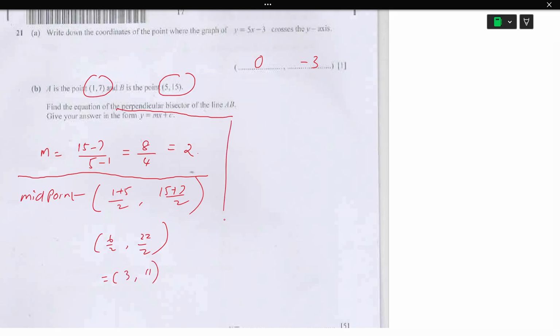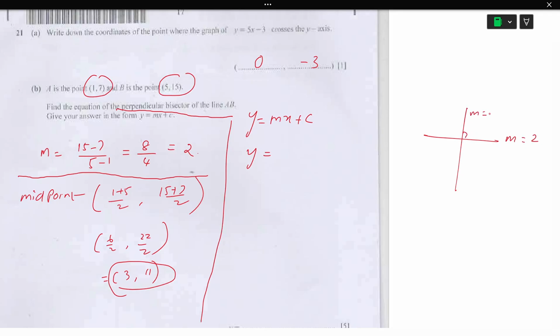So the line passes through this point, and we'll find the new line y equals mx plus c. Perpendicular means two lines are perpendicular here. This line's gradient is m equals 2. Then the perpendicular line's gradient is going to be the negative reciprocal, so negative and upside down, which is minus 1 by 2. So here also we write y equals negative 1 by 2 of x plus c. Passing through the point 3 comma 11, the midpoint, so bisector. So just substitute here. Y equals 11, so 11 equals minus 1 by 2 times 3 plus c.